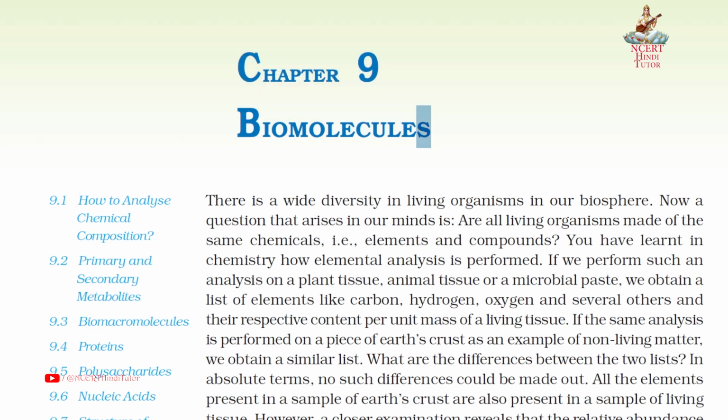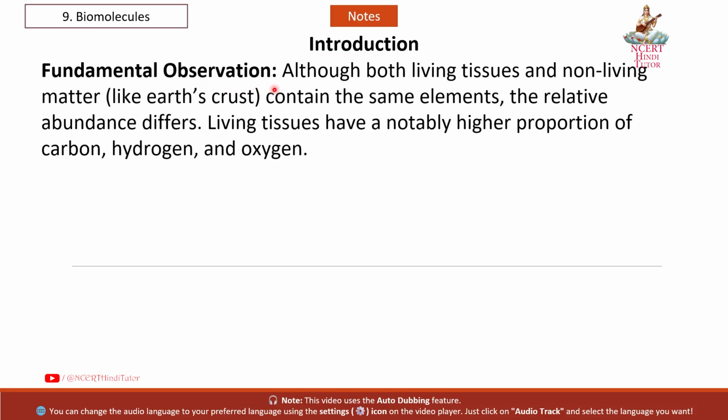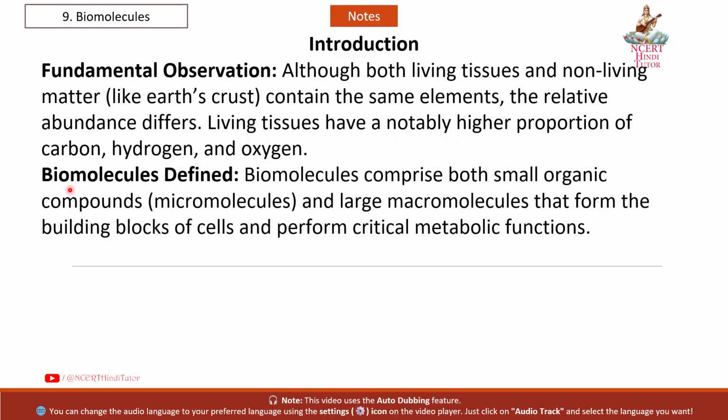Chapter 9 Biomolecules, Short Notes and Summary from Class 11th, Subject Biology. Introduction. Fundamental observation: although both living tissues and non-living matter like Earth's crust contain the same elements, the relative abundance differs. Living tissues have a notably high proportion of carbon, hydrogen, and oxygen.